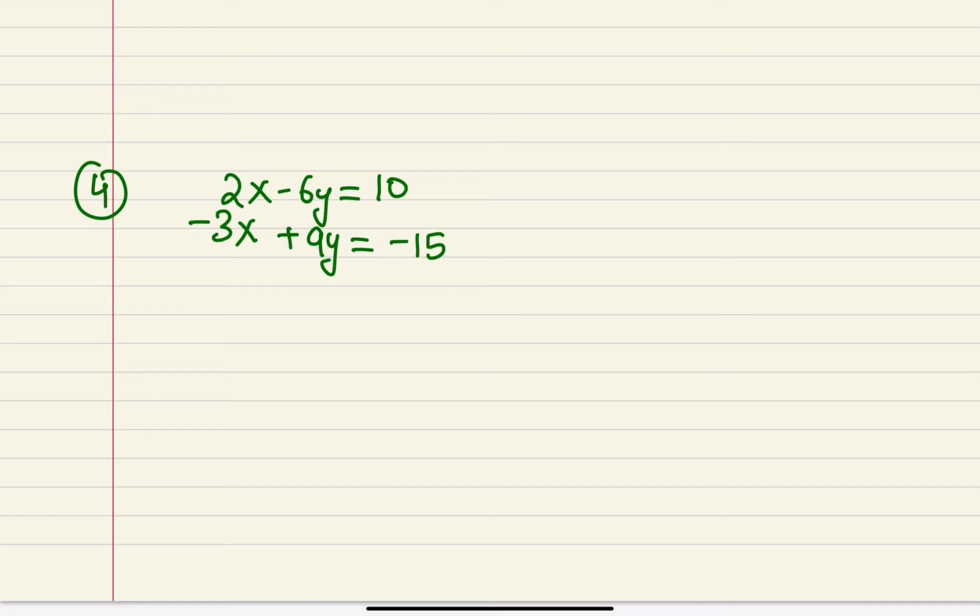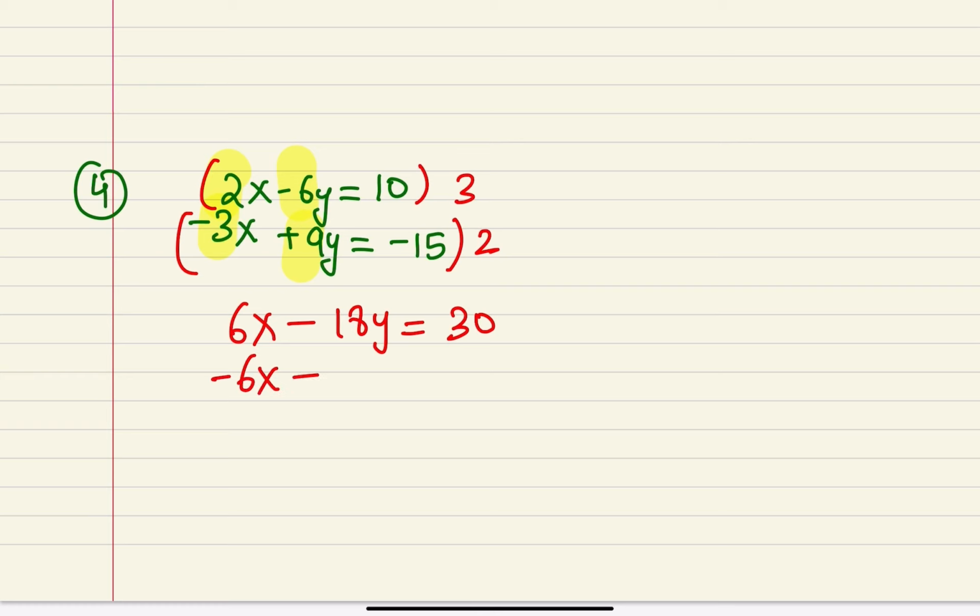Next example, looks like I don't want to use the substitution method here because I don't have any variable with the coefficient 1, so I'll go ahead and try to make the numbers in front of x's same but opposite. In order for me to do that, I need to multiply the first equation with 3, second equation with 2, because that way the numbers in front of x would be 6 and negative 6. The first equation becomes 6x minus 18y equals 30, and negative 6x plus 18y equals negative 30.